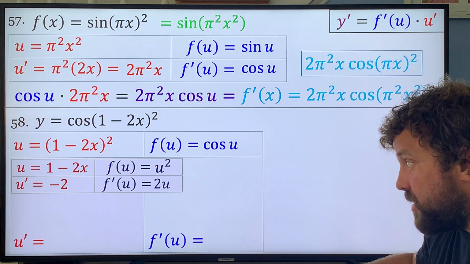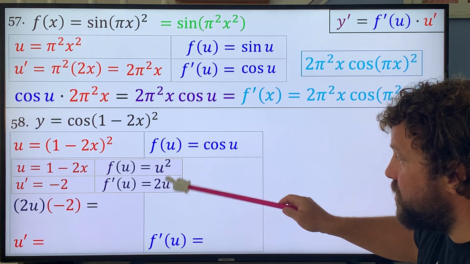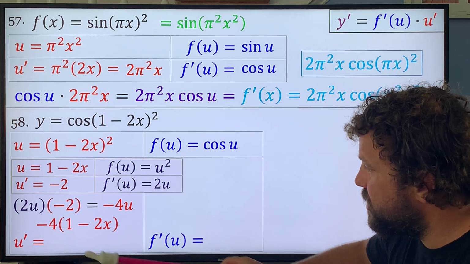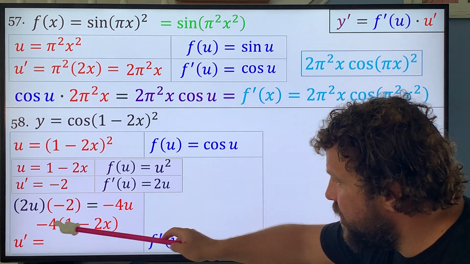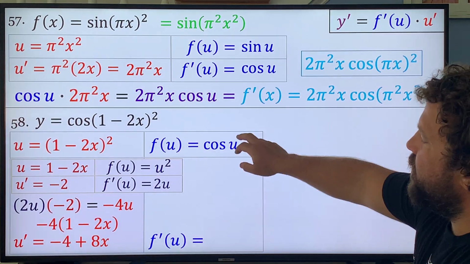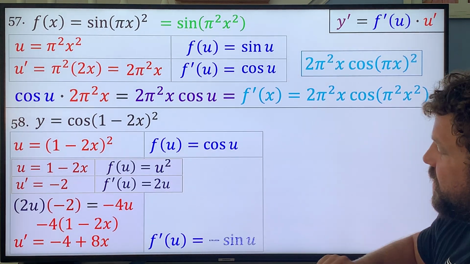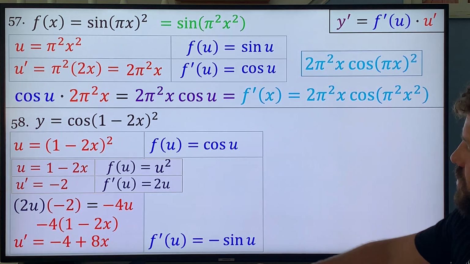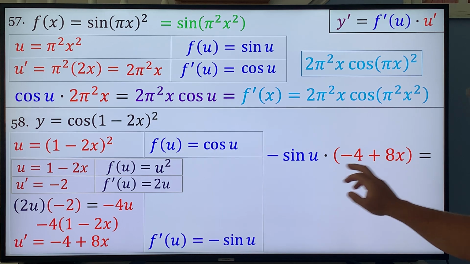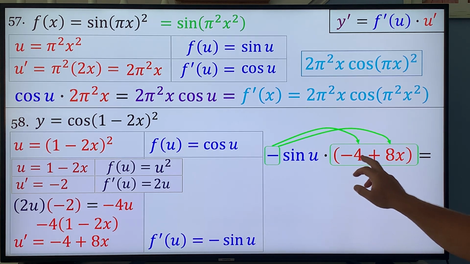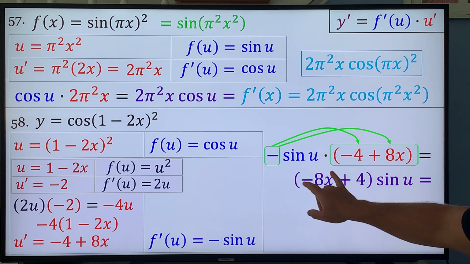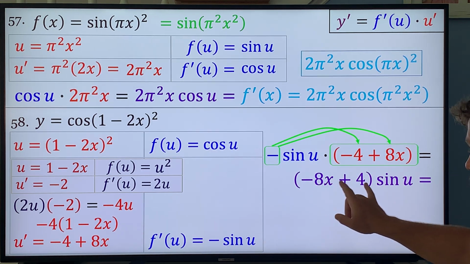All right, follow me still? Negative 2 times 2u is negative 4u, or negative 4 times 1 minus 2x. I can distribute this in, negative 4 plus 8x, or 8x minus 4. Derivative of cosine u is negative sine u. Now we're set. Negative sine u times negative 4 plus 8x. Just distribute the negative. You get 4 minus 8x, or negative 8x plus 4. Like I said earlier this lesson, I like to put my x's before my constants.